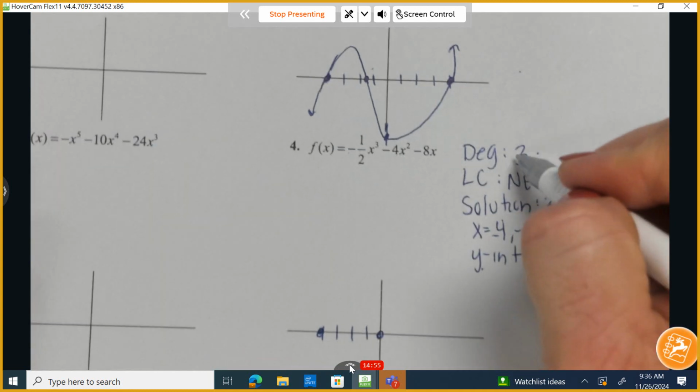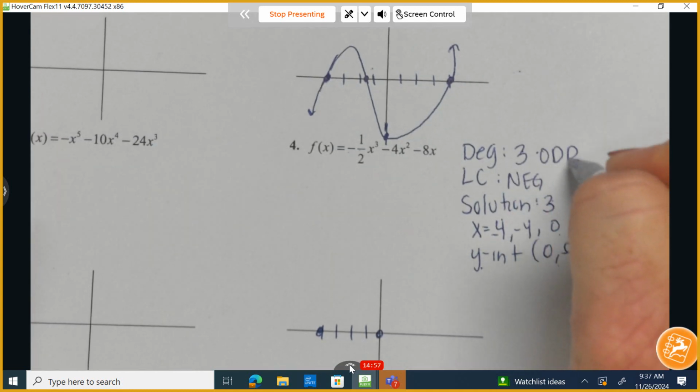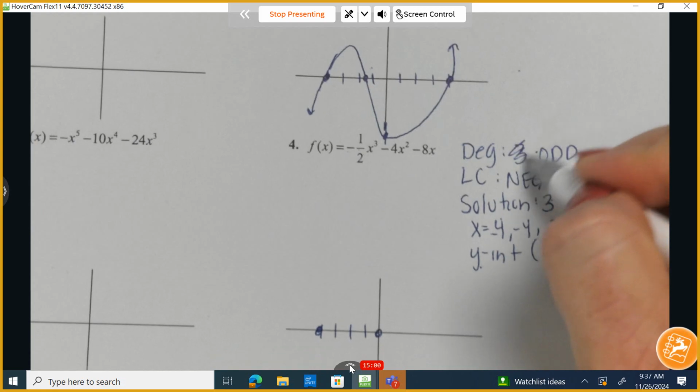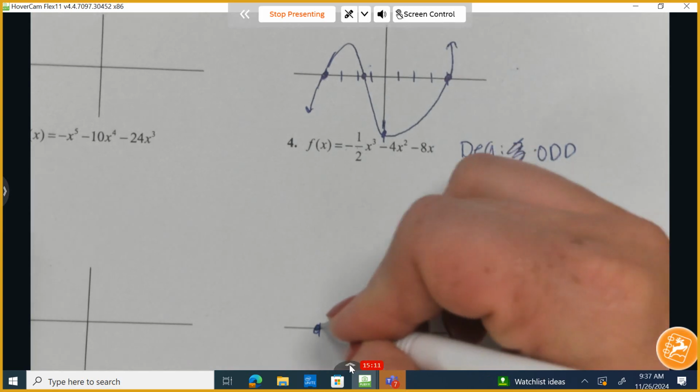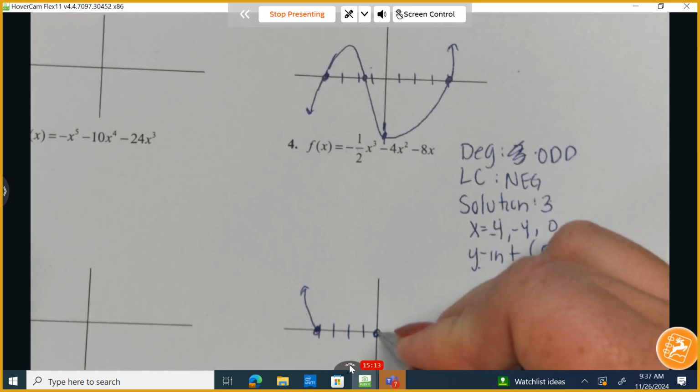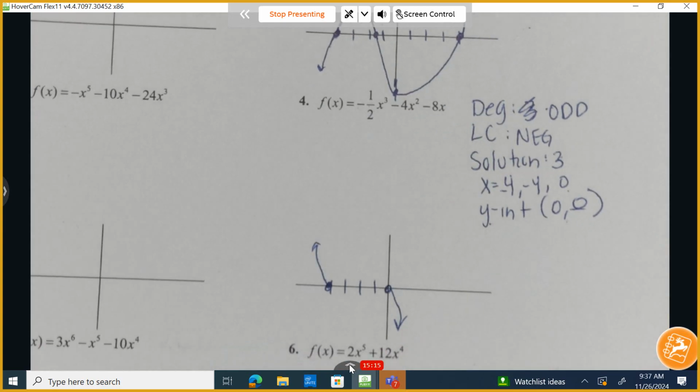If we have degree 3, which is odd, and we have a leading coefficient, which is negative, what would that look like? Turn to your partner. What would it look like? Left hand goes up, right hand goes down. Please do that on your graph. Left hand goes up, right hand goes down.